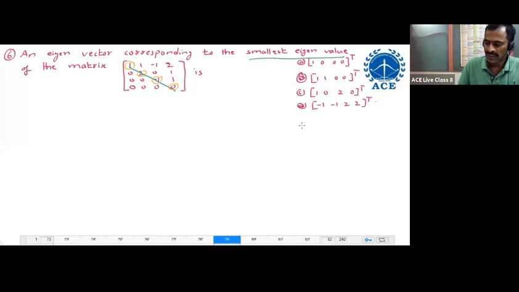The general method is like this. For any square matrix, first we need to find the eigenvalues. To find the eigenvalues, we consider the characteristic equation, determinant of A minus lambda I equal to 0, and we solve for lambda. After getting the lambda values, for each value of lambda, we consider the homogeneous system (A minus lambda I) x equal to O. We solve for a non-zero solution. It is a method.